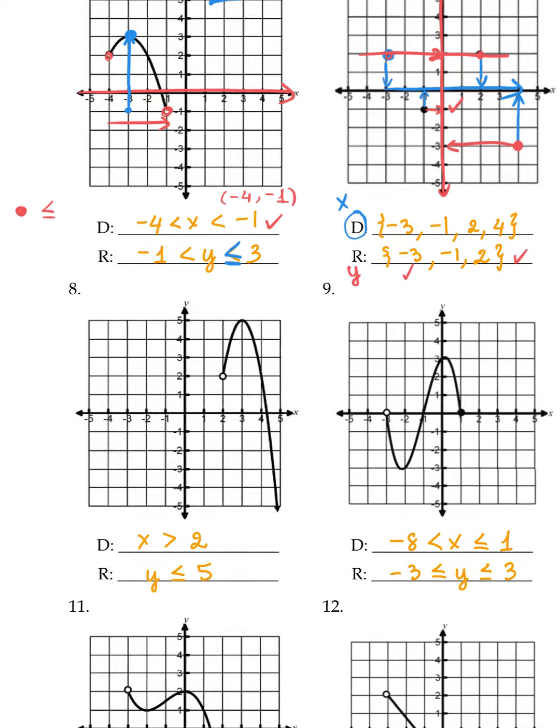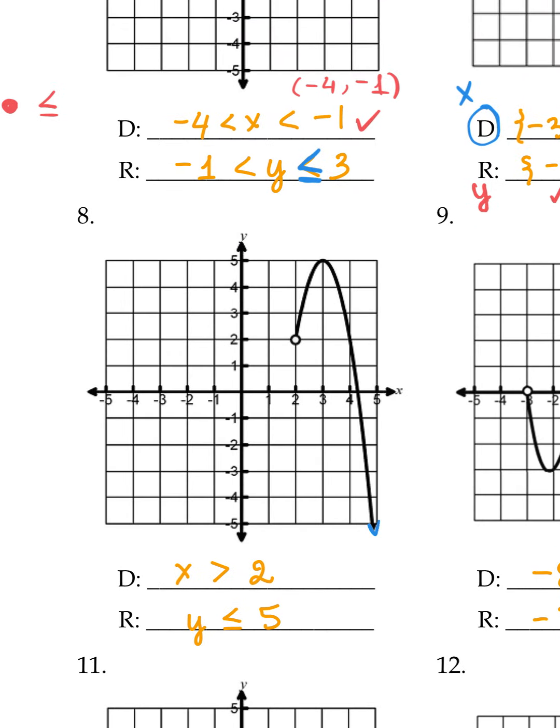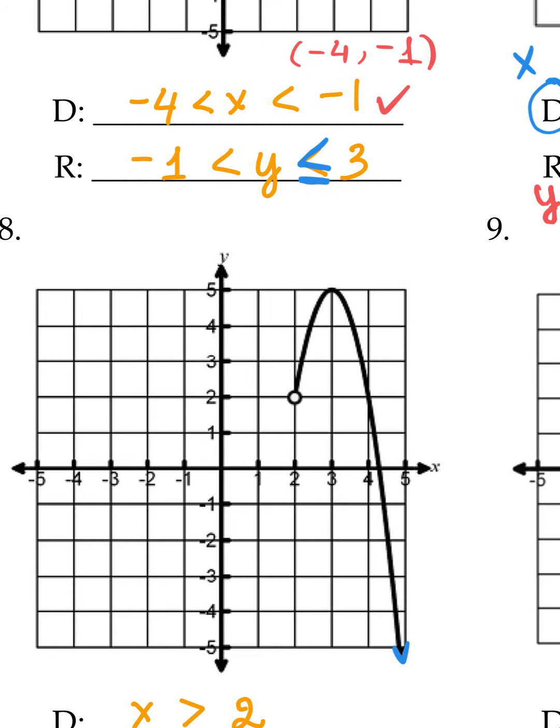All right, so this one is a little bit different, because they have the arrow. The arrow means this graph will continue. Let's take a look at the domain. The domain is from left to right, so it starts from this point right here at 2.